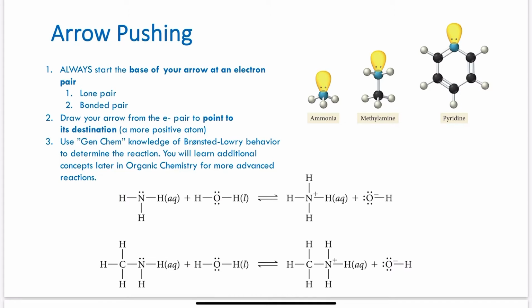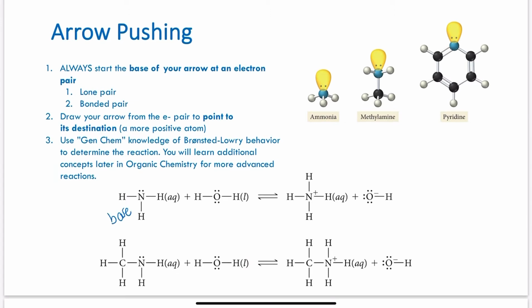So let's look at ammonia reacting with water. We know that by definition, ammonia is a base. It forms ammonium, and this is its conjugate acid. In this situation, water is acting as an acid because it's going to donate a proton. And this is its conjugate base.